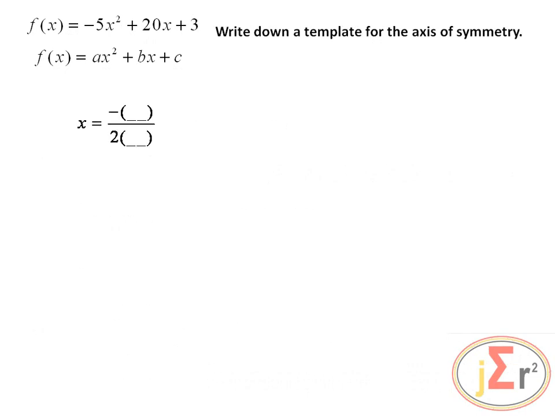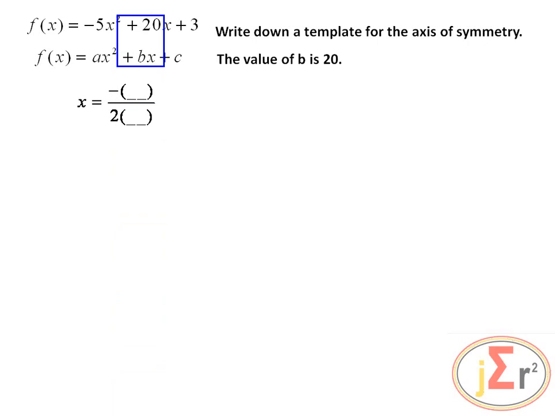So we have another one. b is 20, so we put the value of b, 20. And of course, the value of a is negative 5, goes right there.